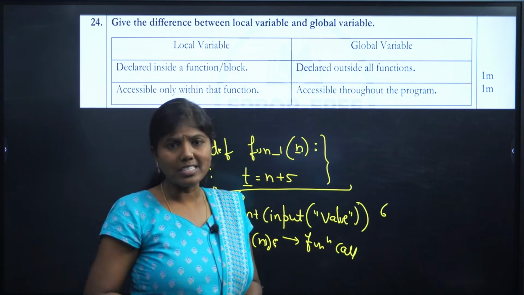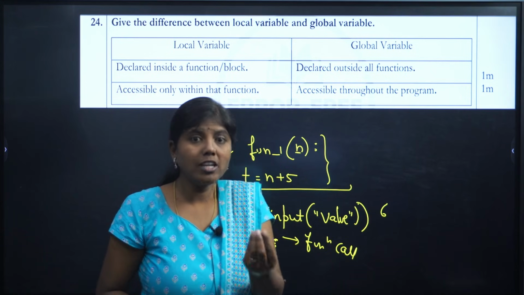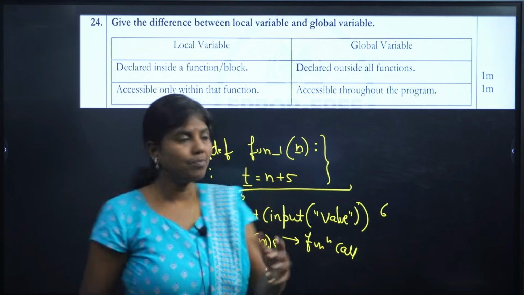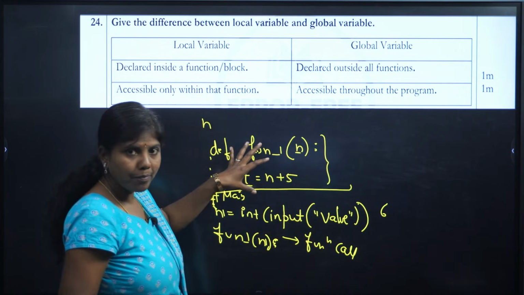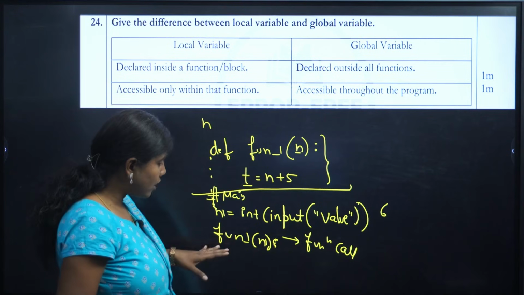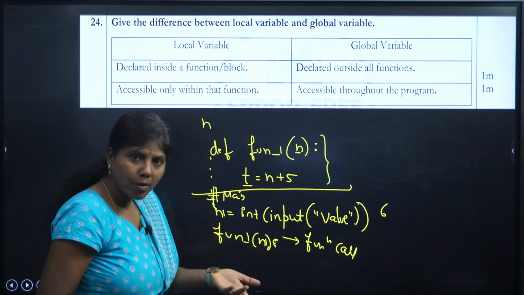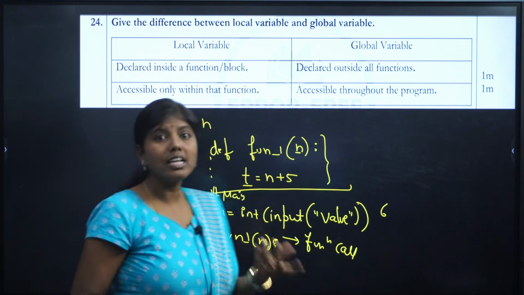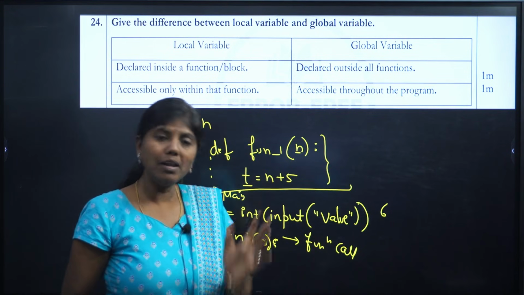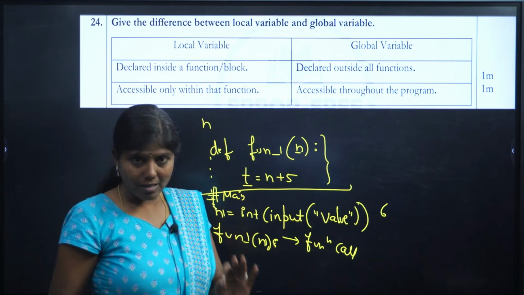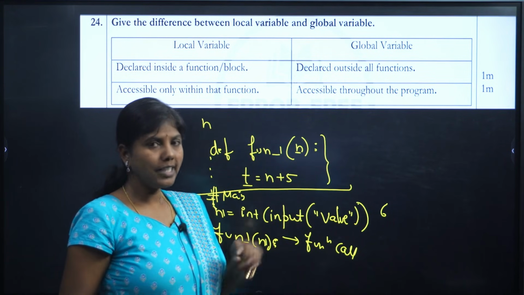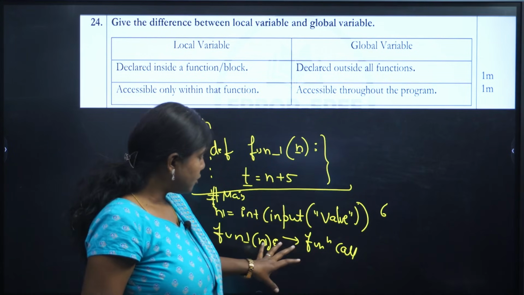How does it affect? If it's a local variable, I can access it only in that function. T can be accessed only here. I cannot give print T. It becomes wrong, in the sense it gives an error. An undefined symbol error will come. Very simple. There is a function definition. There is a function call.